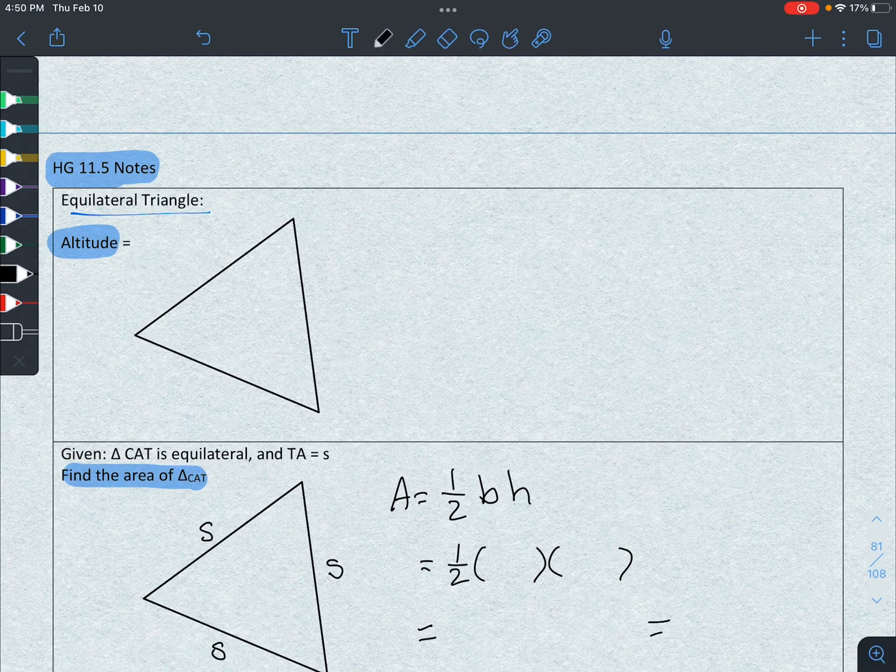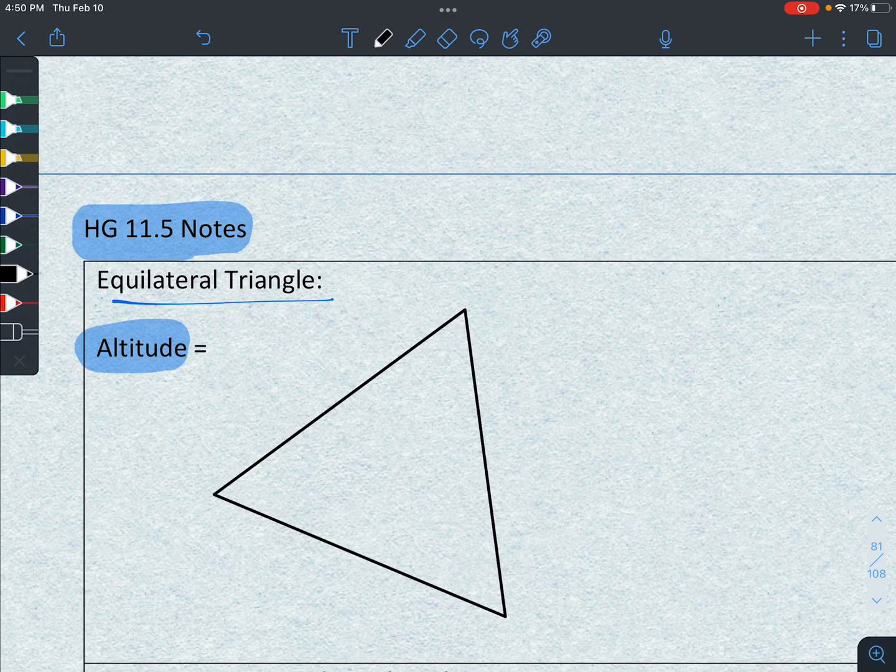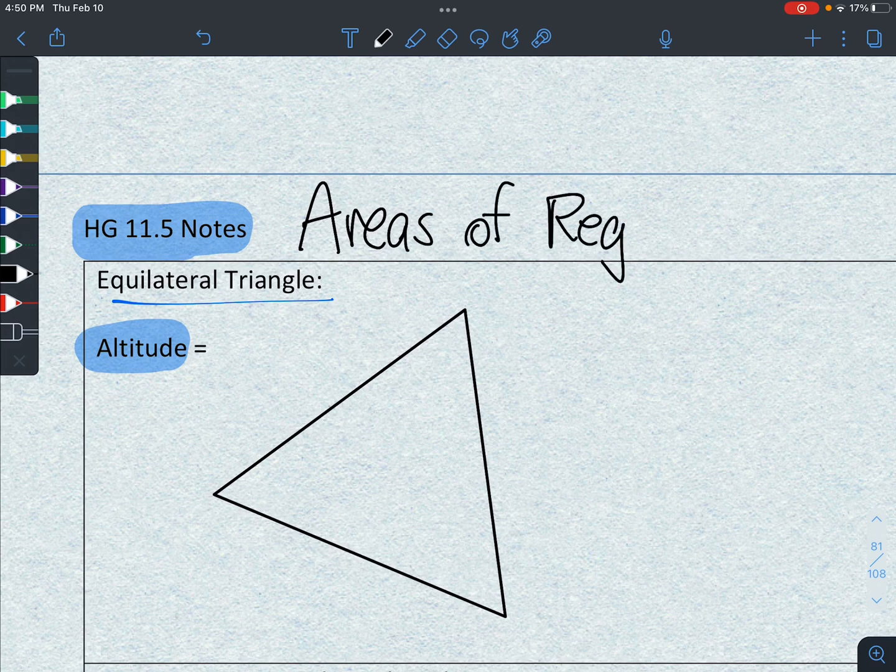Lesson 11.5. Ignore my wife yelling in the background. We are dealing with areas of regular polygons.